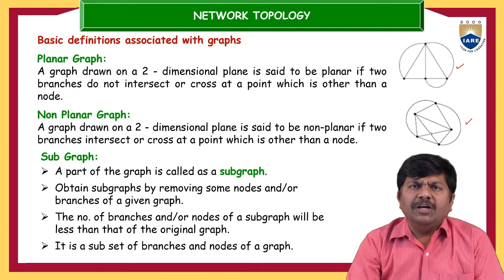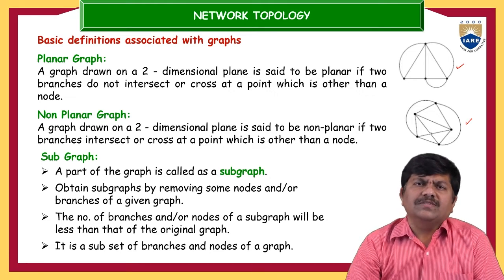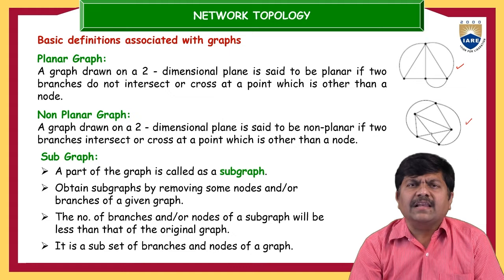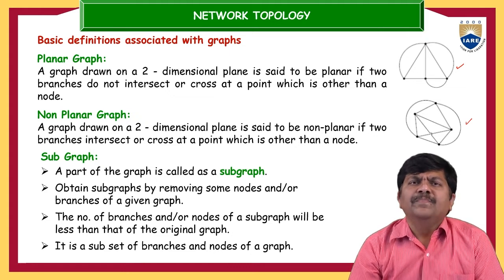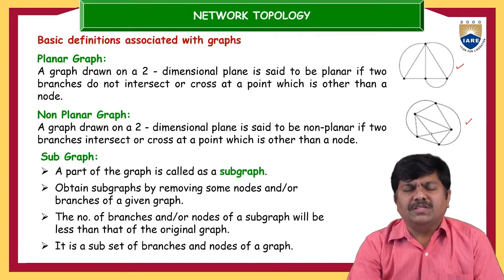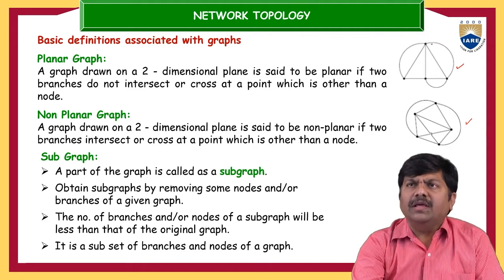In addition to this, we are going to discuss the subgraph also. A part of the graph is called a subgraph. First, the actual electrical circuit we represent with a graph, and some portion of the graph, not the entire graph, we take, and if you draw that geometrical arrangement, then that is called a subgraph. Obtain subgraphs by removing some nodes and or branches. Suppose you are going to remove this particular node, what happens?